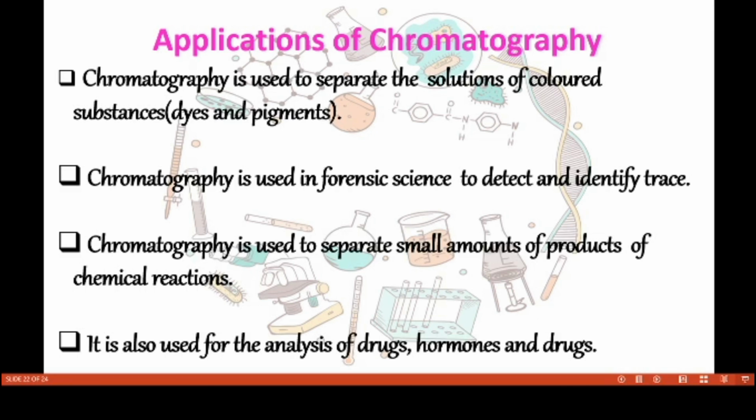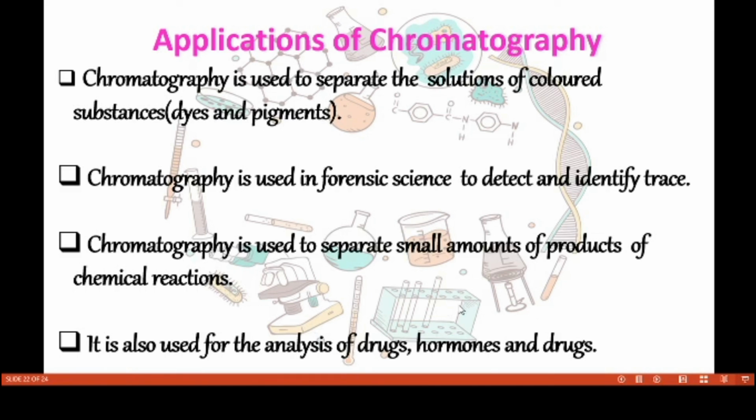Some of the applications of chromatography: chromatography is used to separate solutions of colored substances like dyes and pigments. Chromatography is used in forensic science to detect and identify trace evidence. Chromatography is used to separate small amounts of products of chemical reactions. And chromatography is also used for the analysis of drugs and hormones.